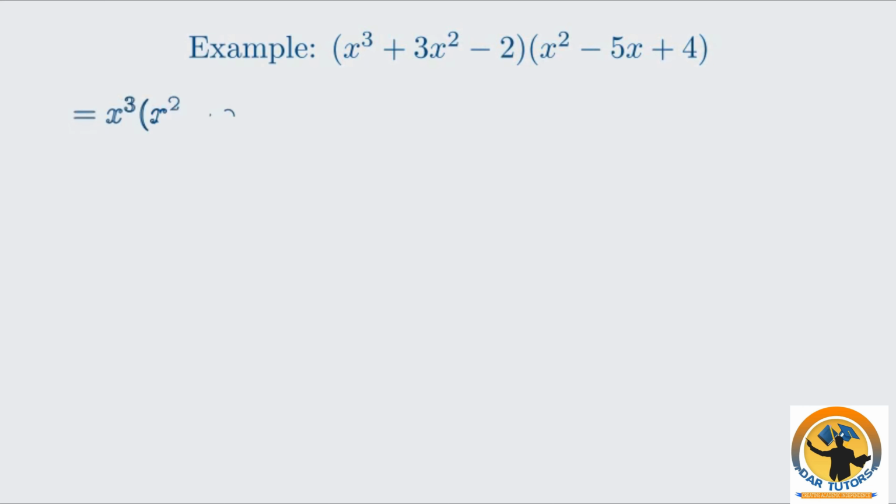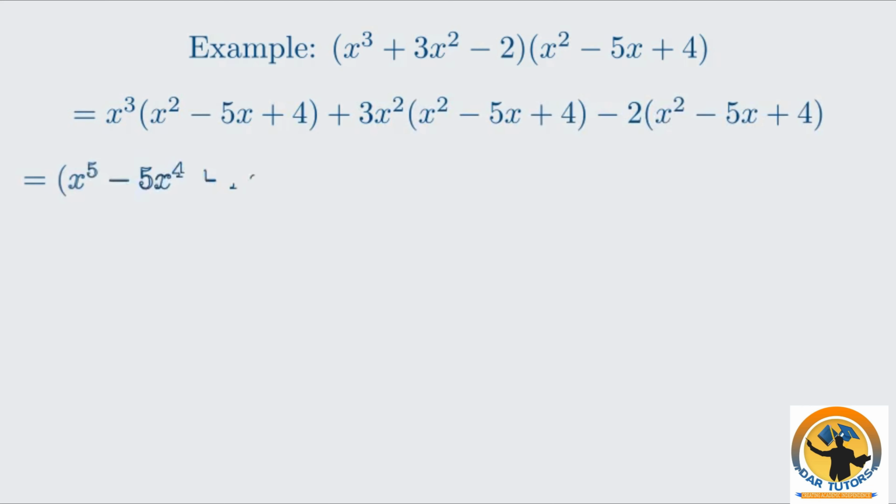Multiplication is a bit more involved. The key is to multiply every term in the first polynomial by every term in the second. Let's expand the expression x cubed plus 3x squared minus 2 multiplied by x squared minus 5x plus 4. We'll take each term from the first bracket and multiply it by the entire second bracket. So we have x cubed times the second bracket plus 3x squared times the second bracket and minus 2 times the second bracket. Now we distribute each of these multiplications.